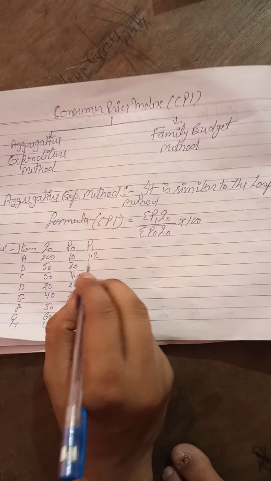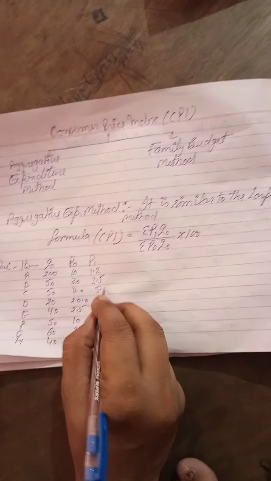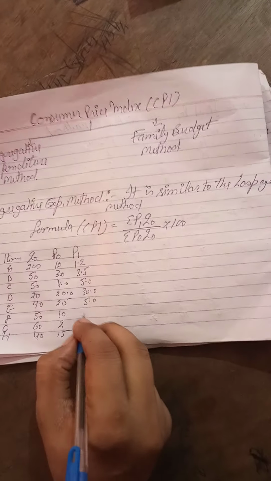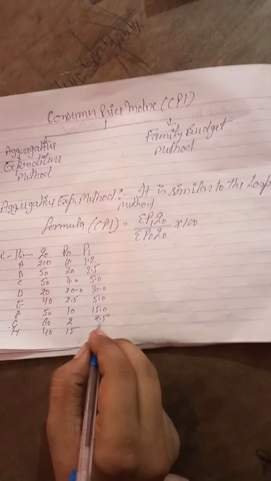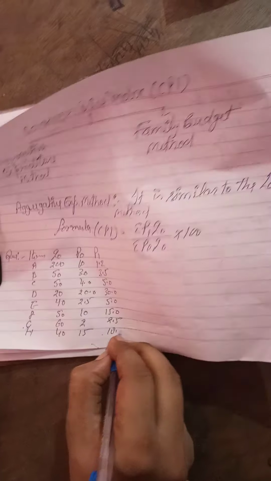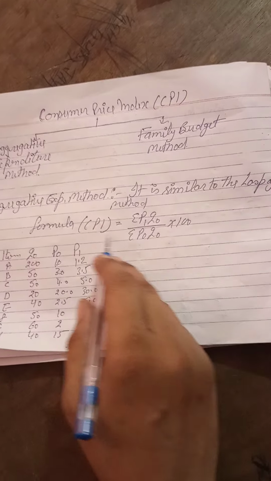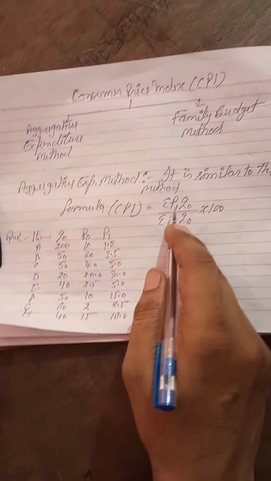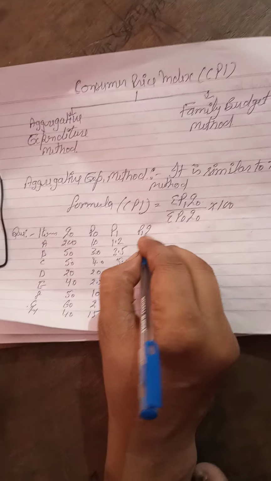1.20 rupees, 3.5, 5 rupees, 30 rupees, again 5 rupees, 15 rupees, 2.5 rupees or 18 rupees. So dear students, first of all we will apply the formula summation P1 Q0 divided by summation P0 Q0. The formula requires P1 Q0.